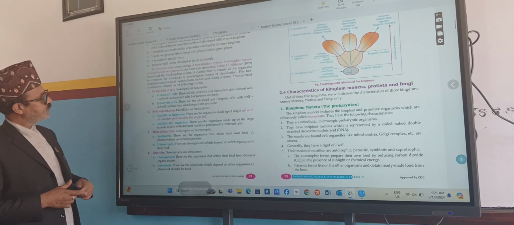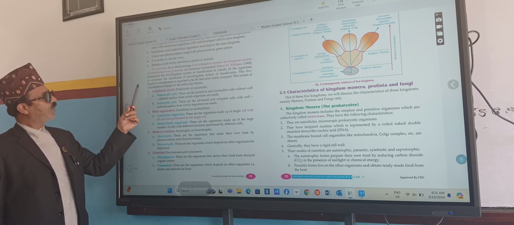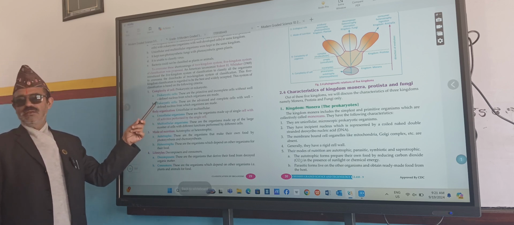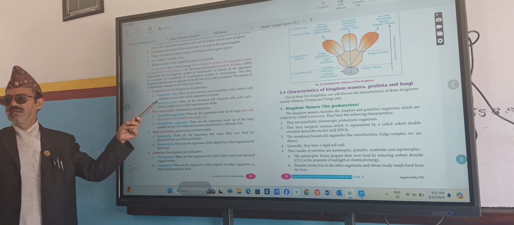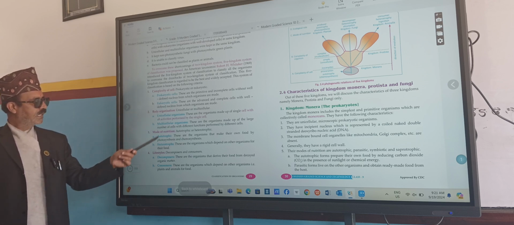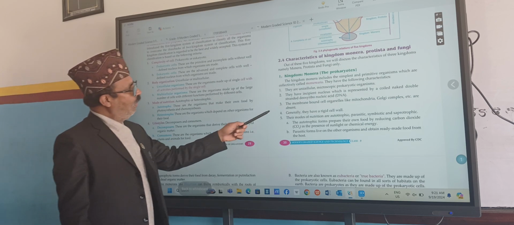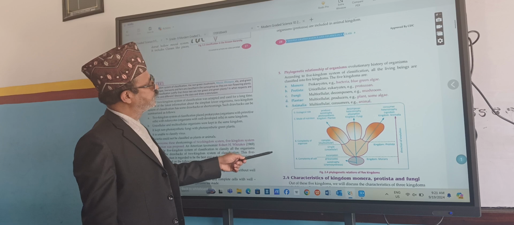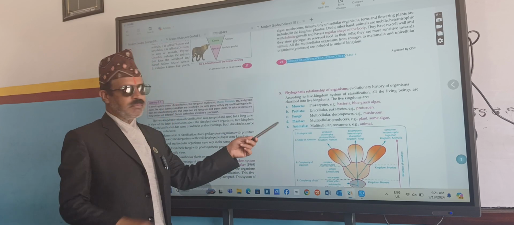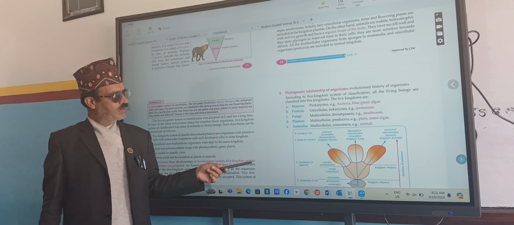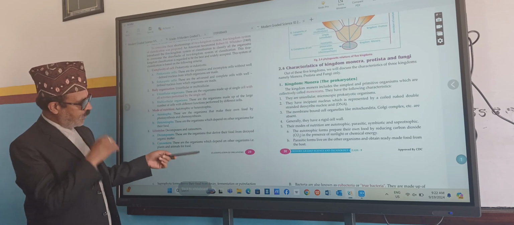Whittaker introduced the five kingdom system, and his system was based on these criteria. What are they? Complexity of cell, body organization, mode of nutrition, lifestyle, and phylogenetic relationship. And what are the five kingdoms? Monera, Protista, Fungi, Plantae, Animalia. And their characteristics you have to remember.